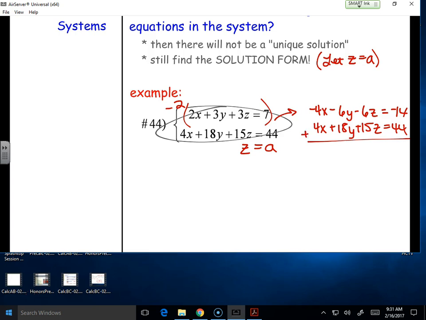Even though it looks funny, we're still doing the system. Link the first two. Let's go. X's cancel, yeah. 12y plus 9z. Sounds good to me.